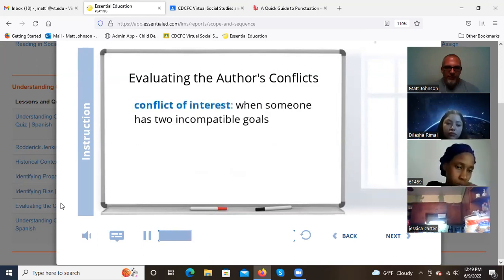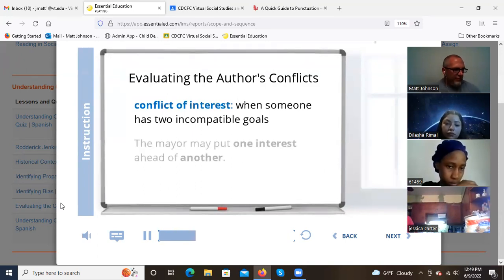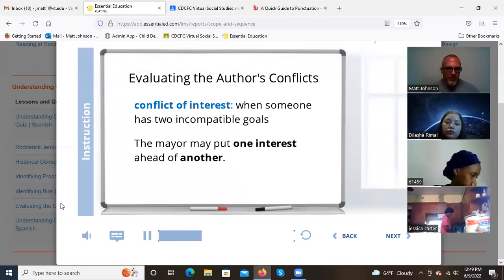A conflict of interest is when someone has two incompatible goals. The mayor may have put his friendship ahead of his responsibility as mayor. Worse, he might have put profit ahead of his responsibility as mayor. Conflicts of interest can hurt an author's credibility in a hurry. So how do you spot an author who has a conflict of interest?